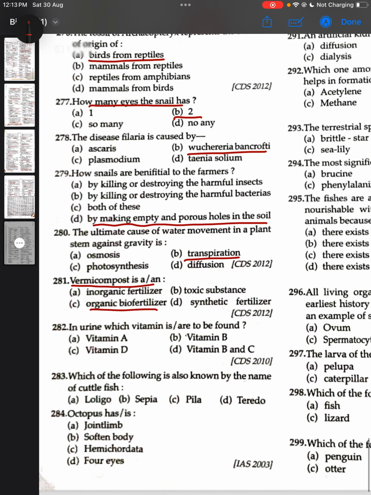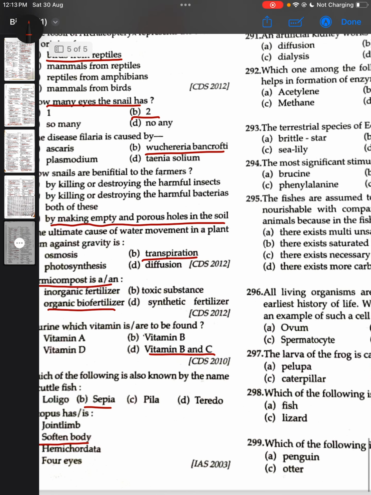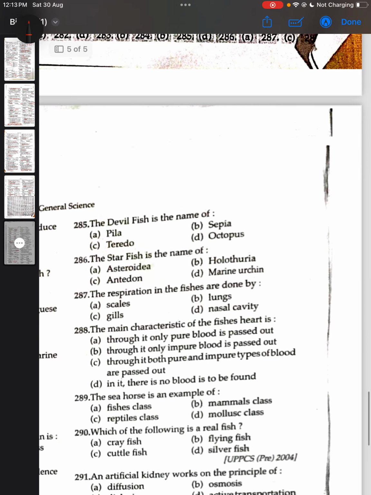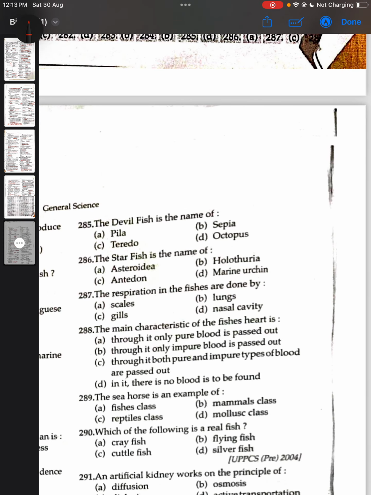In urine, which vitamin is to be found? Vitamin B and C, because other than these, vitamins A, D, E and K are fat soluble and they are stored in the liver. Vitamin B and C are water soluble vitamins. Which of the following is also known by the name of cuttlefish? The correct answer is Sepia. Octopus has a soft body, and octopus belongs to the class Mollusca. Octopus has 2 eyes. The devil fish is the name of octopus.